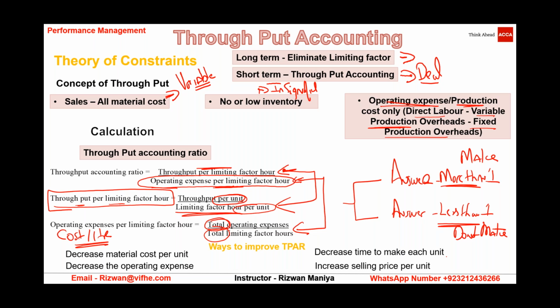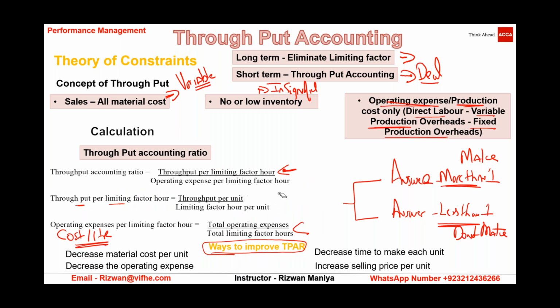So, ways to improve TPAR. Now, how can we improve throughput accounting ratio? Let me quickly tell you, just understand the impact of that. First is decrease material cost.